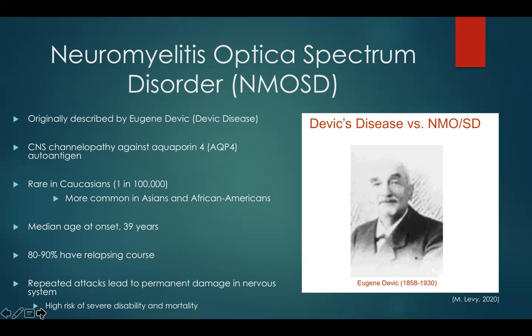It's rare in Caucasians, more common in Asians and African Americans. Median age of onset is 39 years of age. However, it can occur in pediatric onset as well. 80 to 90% have a relapsing course, and it carries a high risk of severe disability and mortality.